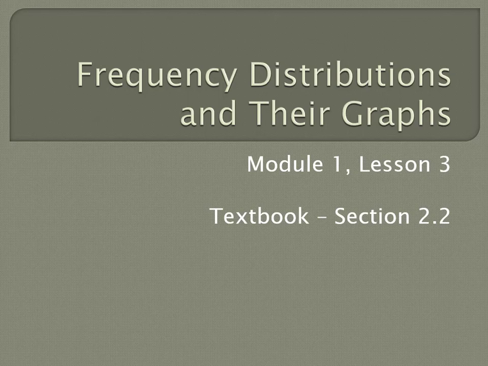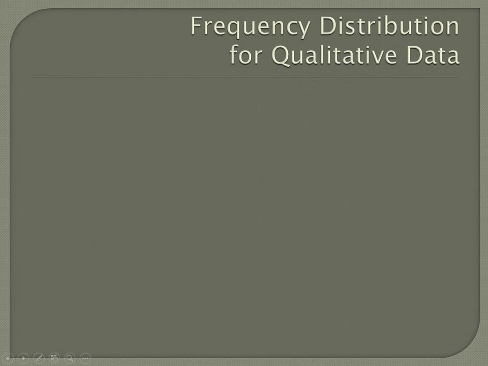Module 1, Lesson 3 covers frequency distributions and their graphs. In your textbook, this is covered in section 2.2. Let's first look at what a frequency distribution is using qualitative data. There's a big difference in how we would create a frequency distribution if we're using qualitative versus quantitative data. So let's start with the easier case first.